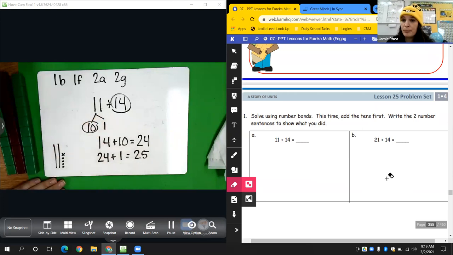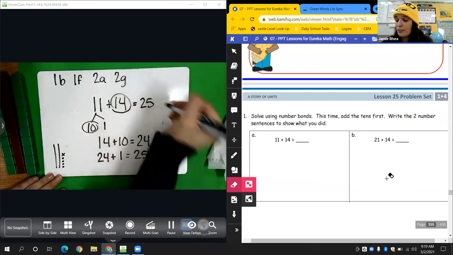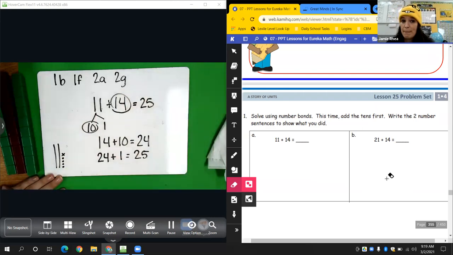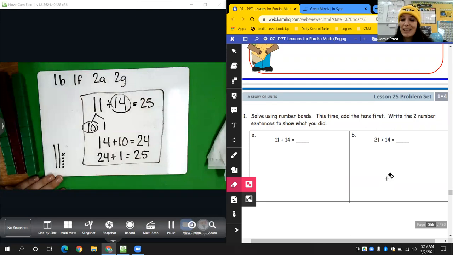Now, friends, on number 1B, this one right here, I need to see your number bond where you break it apart. I need to see where you added your tens first. I need to see where you added your ones. And I need to see your final answer. Okay? This right here is the work I need to see. Now, that's not the answer to 1B, but that's all the different types of work I need to see. I need to see the number bond, I need to see the tens, I need to see the final answer.